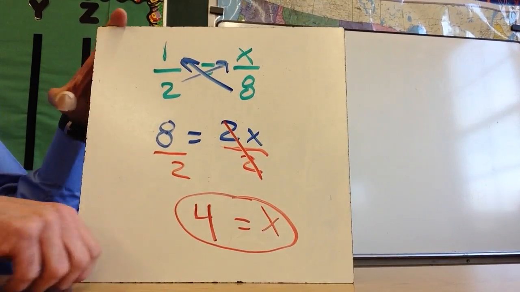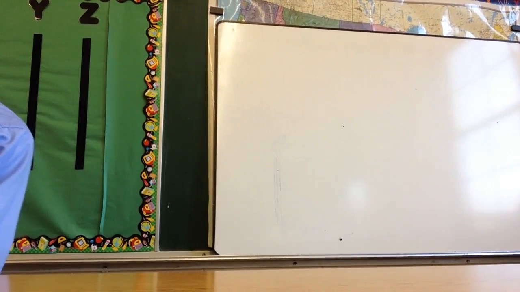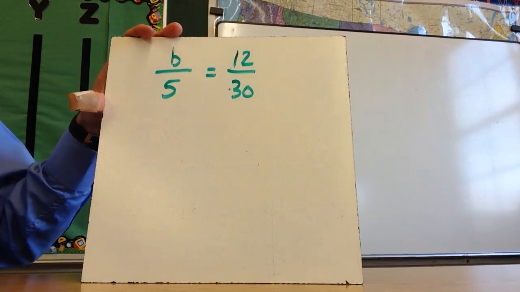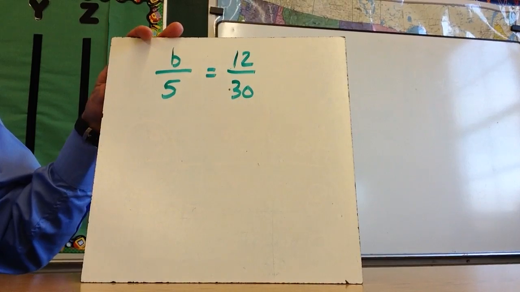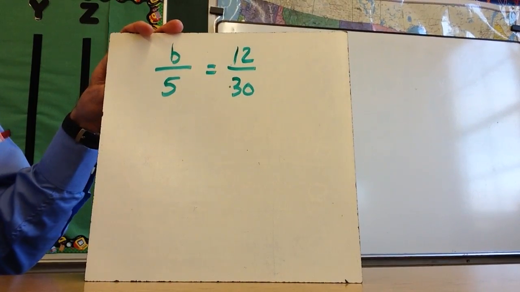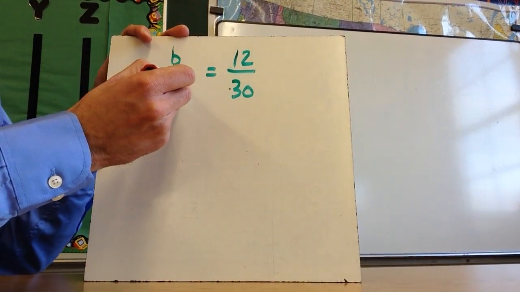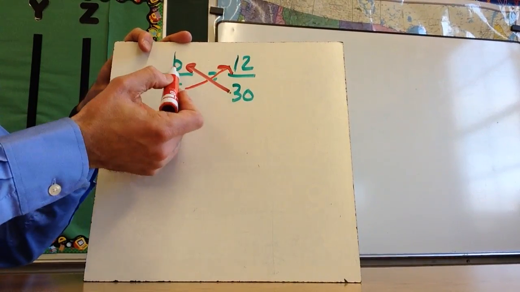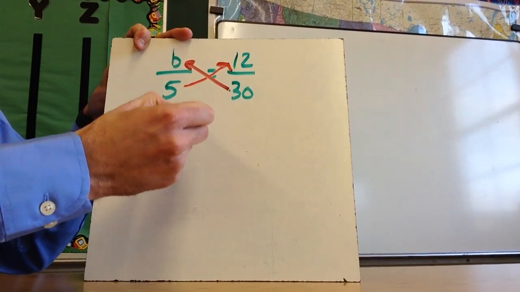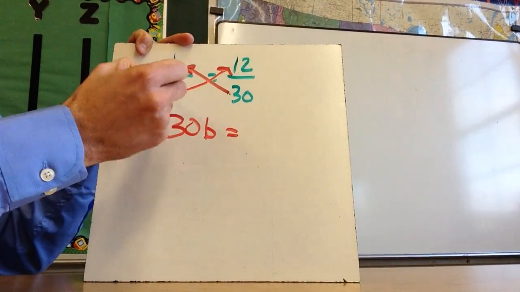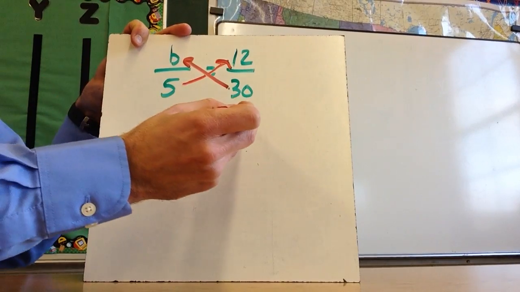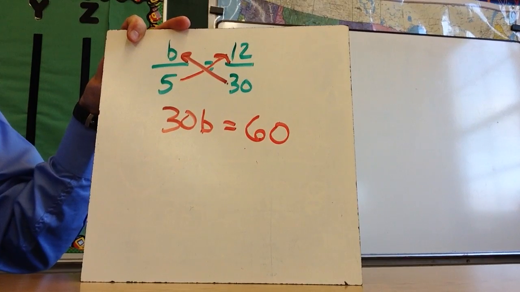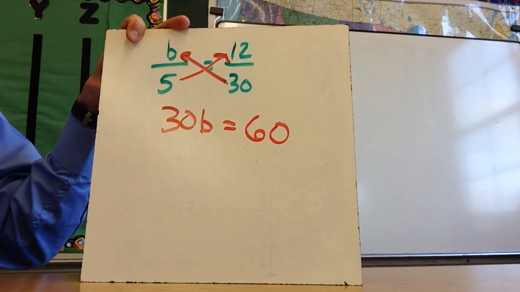All right, now let's practice it on a problem where we don't know the answer. b over 5 equals 12 over 30. Again, there may be faster ways to solve this, but I want us to practice cross multiplication. The idea is I'm taking the denominator and multiplying it to the numerator. So I'm going 30 times b, and this ends up being 30b. Then I'm going to go 5 times 12, and this ends up being 60. So I got 30b equals 60.